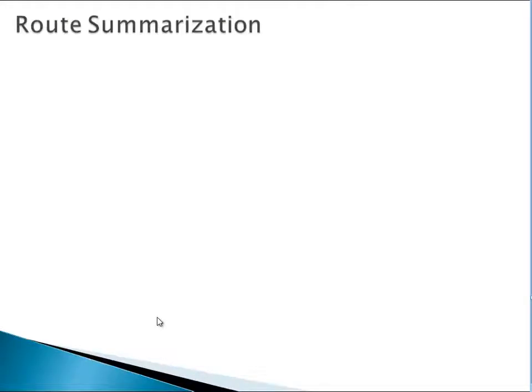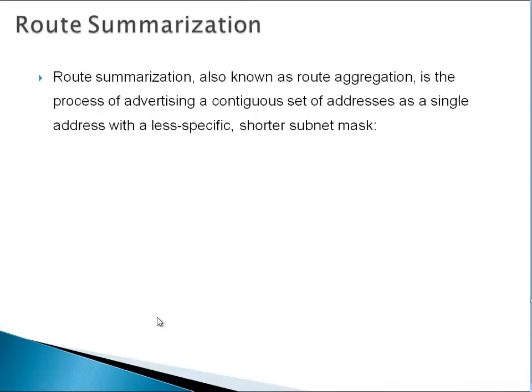Summarization, or route summarization, also known as route aggregation, is the process of advertising a contiguous set of addresses as a single address with a less specific, shorter subnet mask. So like we said, if we have networks 1 to 10, instead of saying I got network 1, then sending another one, I got network 2, I got network 3, I can just send you one packet that says, I got networks 1 to 10. That's it.